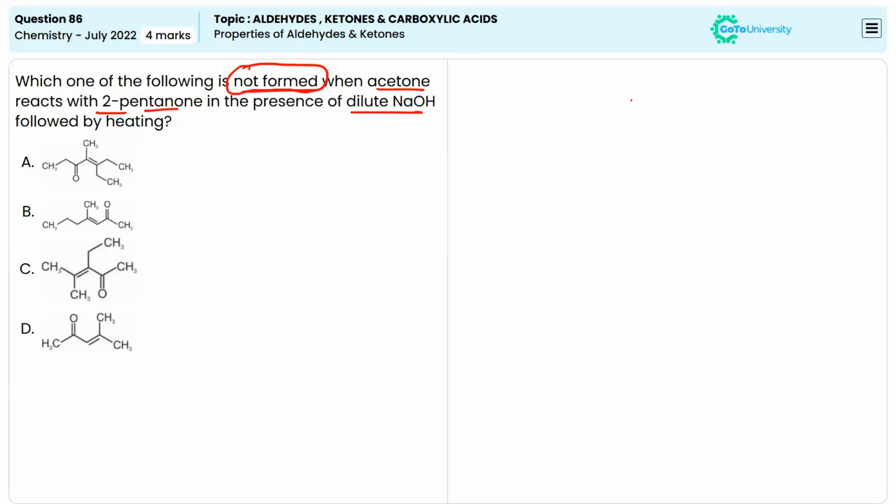Acetone is having 3 carbon atoms, that is CH3COCH3, and this is reacting with 2-pentanone. So first let us consider the reaction. Acetone reacts with a Grignard reagent, that is RMgX, and we are considering the RMgX as C2H5MgBr.